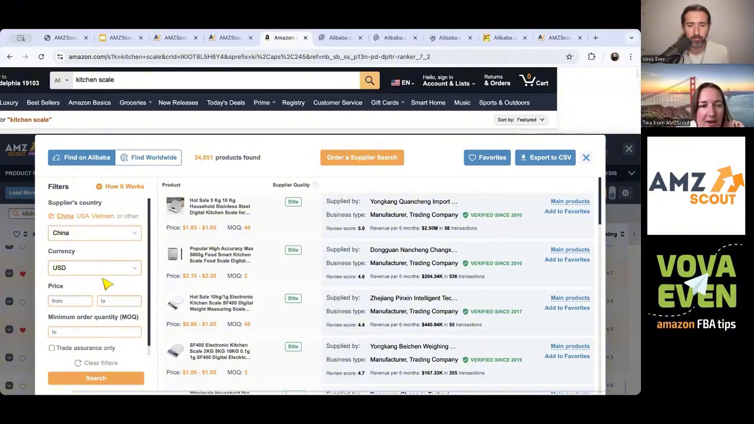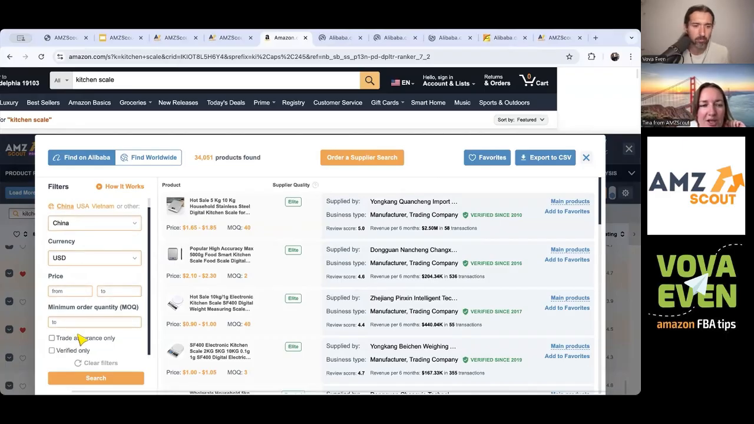You can filter them by price, by minimum order quantity, trade assurance, only results like this, verified only, and search again. So here we go. What we've also done quite recently, we've arranged a supply quality score. That's our own score. Those are the results that Alibaba gives us.